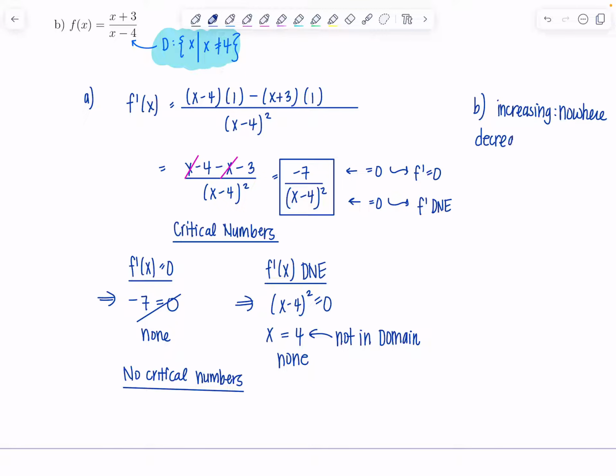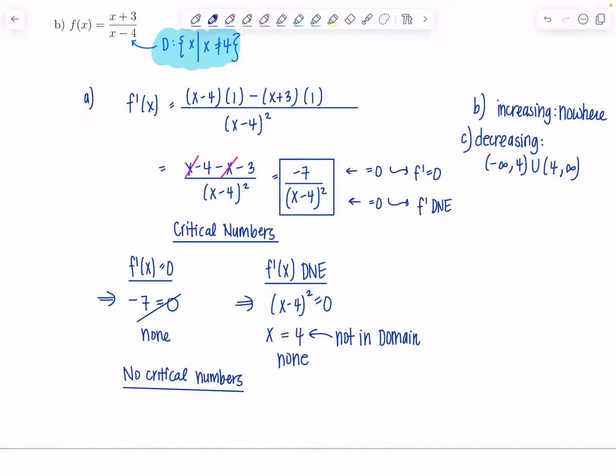Decreasing, and then here's where you have to be careful. You're not going to say from negative infinity to infinity, because remember, x equals 4 is a domain restriction. So you have to jump over it. So you would say it's decreasing from negative infinity to 4 union 4 to infinity. And I just forgot which part was A and which, decreasing is part C.